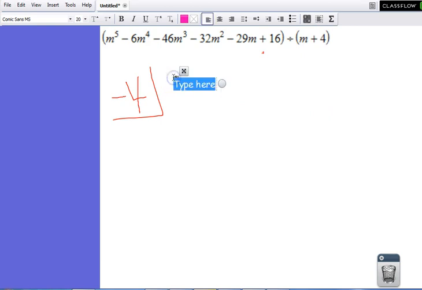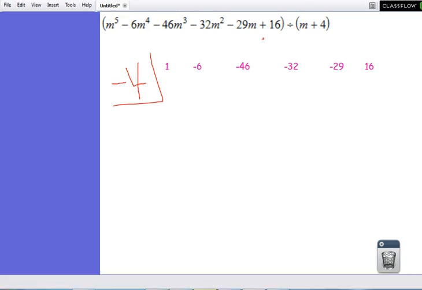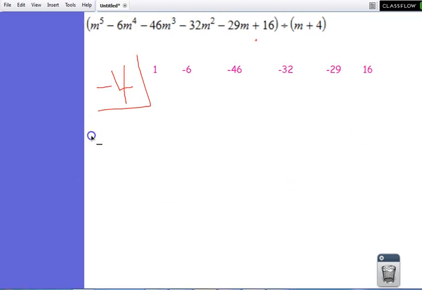Now, what are my coefficients? 1 is the coefficient of x to the 5th. Negative 6 is a coefficient of x to the 4th. Negative 46 is a coefficient of x to the 3rd. Negative 32 is a coefficient of x, or m squared, excuse me. Negative 29 is a coefficient of m. And 16 is a coefficient of the constant term, or just the constant term if you want to call it that. Draw my little line here.